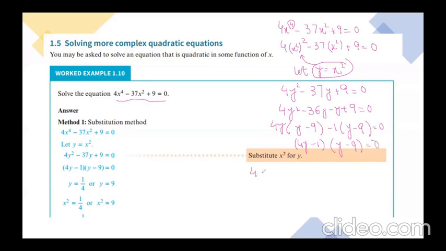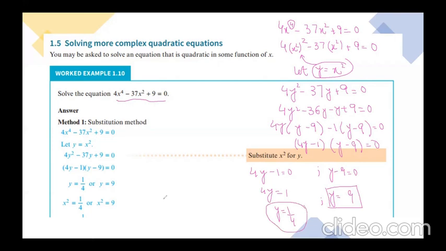So 4y minus 1 equals 0 and y minus 9 equals 0. So 4y equals 1 and y equals 1 by 4. And in the second case, y equals 9. So these are the values of y, which we let in the equation that y equals x square.